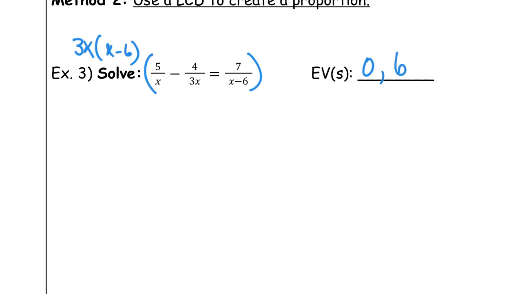Okay, so here we go. You ready? I'm going to multiply these. I'm going to use a red pen. This is an x, and I cancel out that x, correct? Yeah. Leaving me with 5 times 3x minus 6.